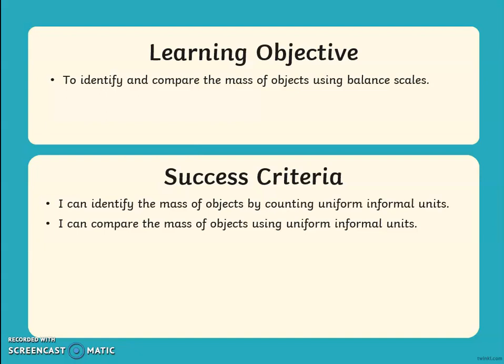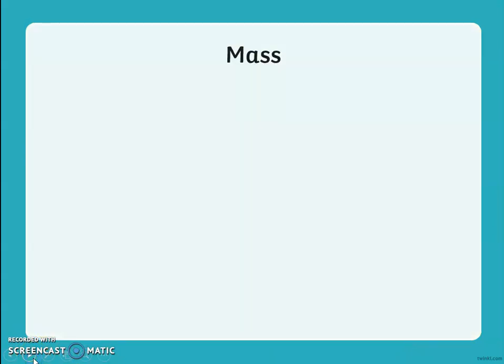So your success criteria: I can identify the mass of objects by counting uniform informal units, and I can compare the mass of objects using uniform informal units. Okay, so mass. What is mass?